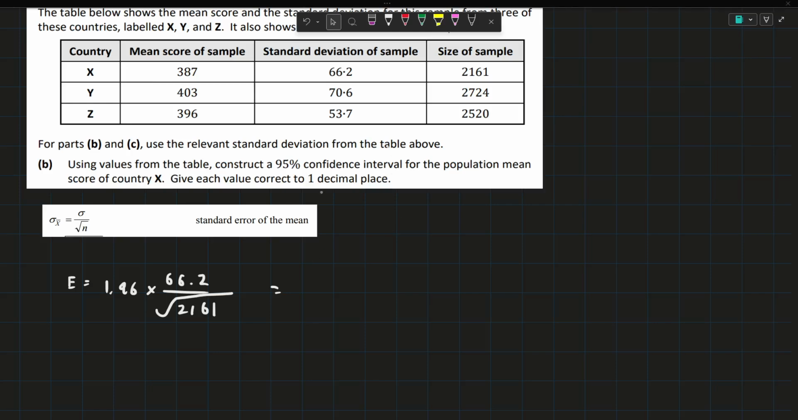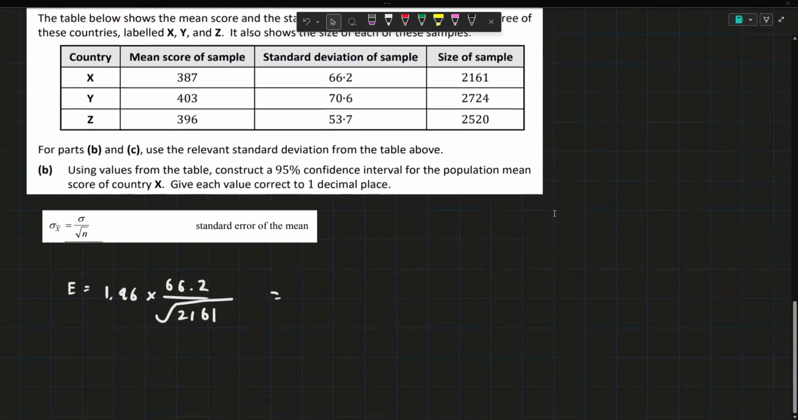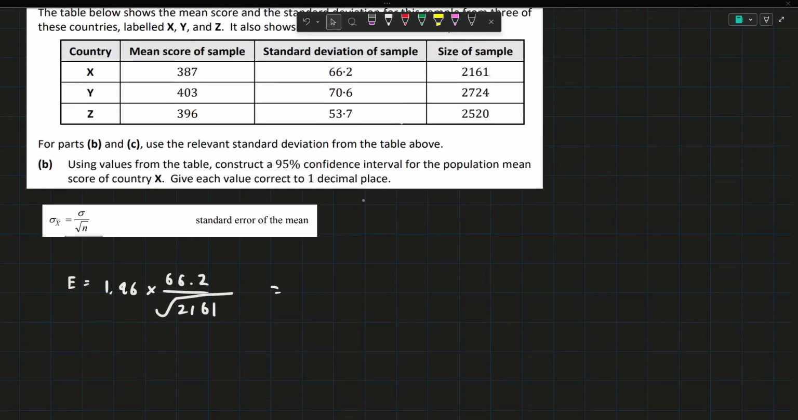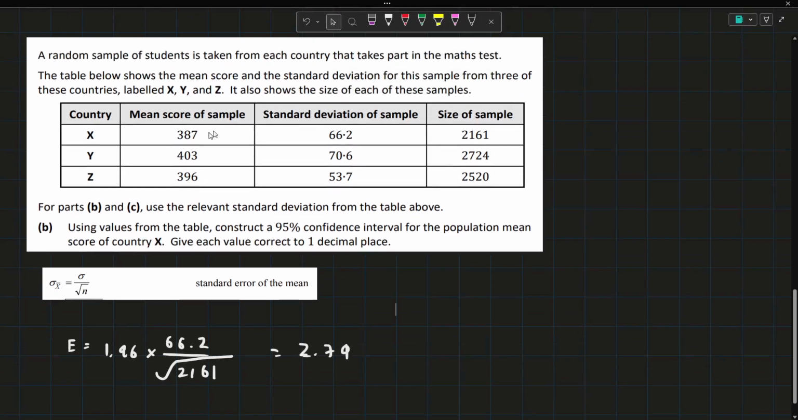Remember, it's at 2 decimal places up above, but we'll do that for now. So we'll give this as 2.79, and then we'll give our final answer to 1 decimal place. We'll just keep it as 2.79 for accuracy here. So this is kind of how far we're allowed to go either side of what we observed.